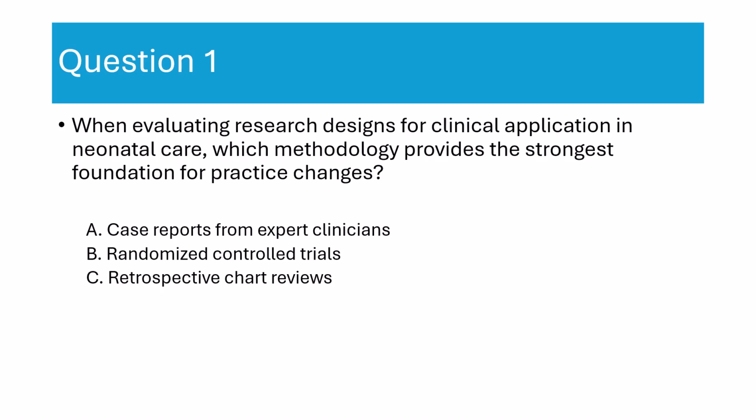Randomized controlled trials. Randomized controlled trials represent one of the highest levels of evidence in research design hierarchy. They use random assignment to intervention or control groups, include control groups, and minimize bias through randomization, providing strong evidence for causality and effectiveness of interventions.